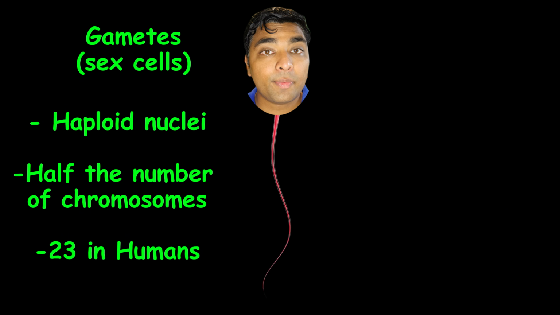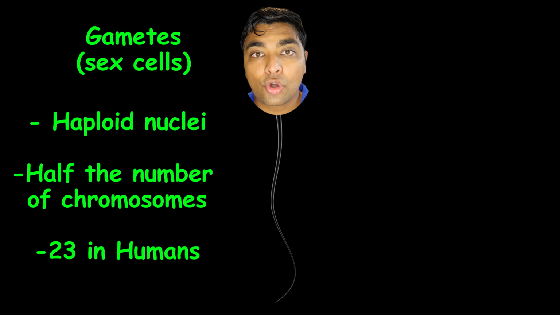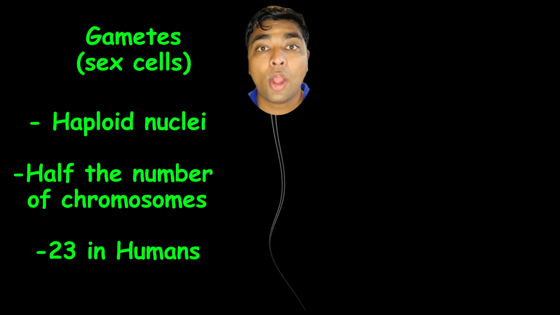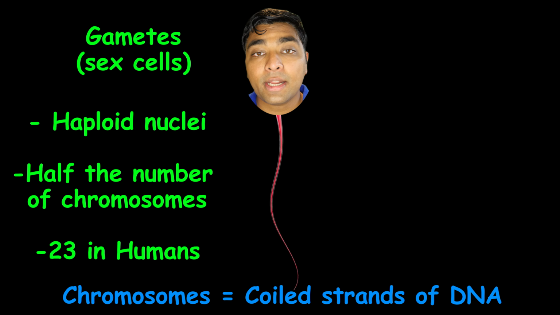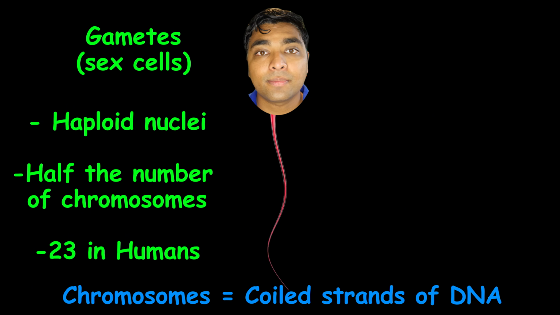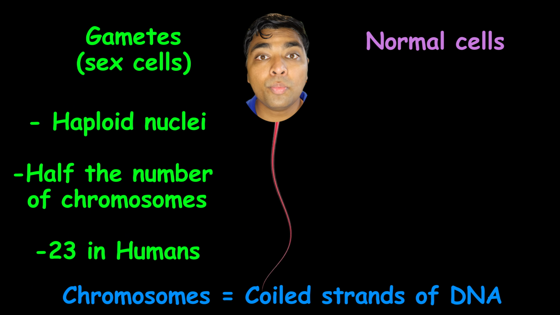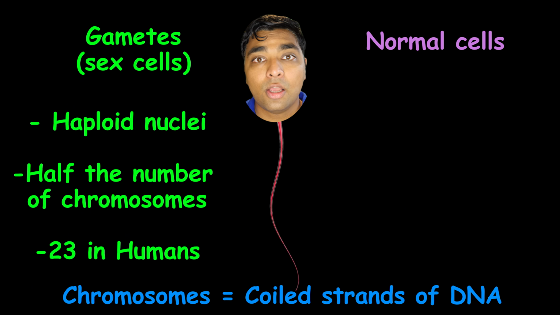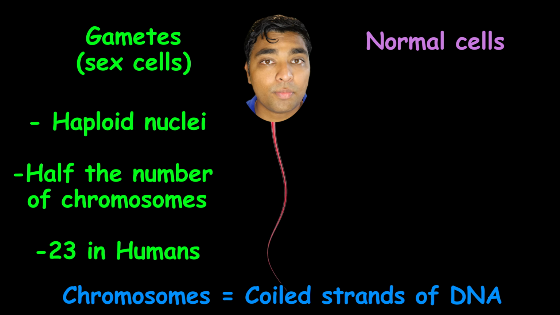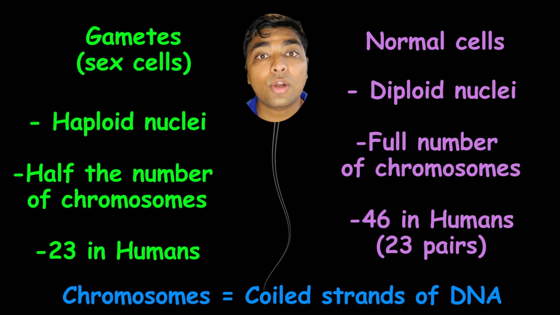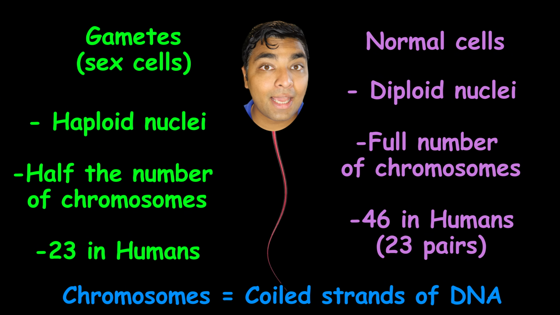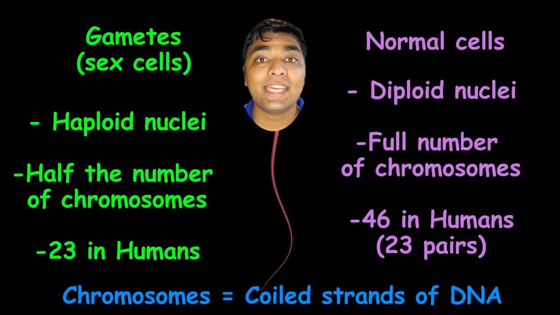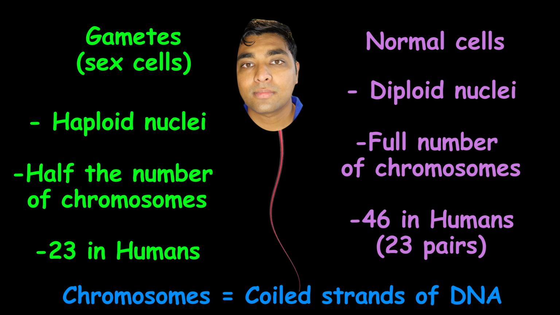Now, usually when we talk about DNA in this context, we use the term chromosomes. Chromosomes are coiled up strands of DNA. A normal human diploid cell will contain 46 chromosomes, or what we like to call 23 pairs of chromosomes, while our gametes would have 23 chromosomes.